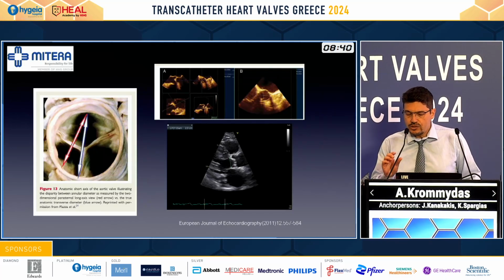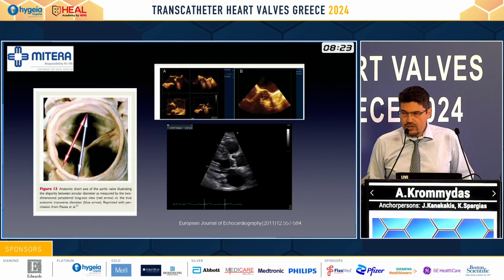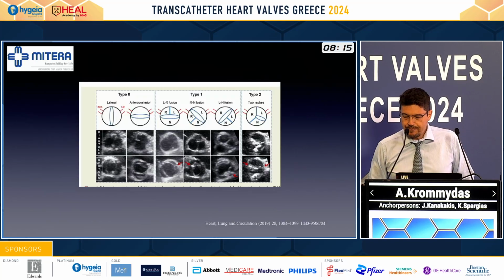Common errors occur in measurements when we use 2D imaging to measure the annulus of the aortic valve. This is on the left image. You can see the reason why we most of the time have underestimation of the area of the valve, because we don't exactly measure the correct diameter. If we use 3D software, we have more accurate measurements, so it's good to measure that.